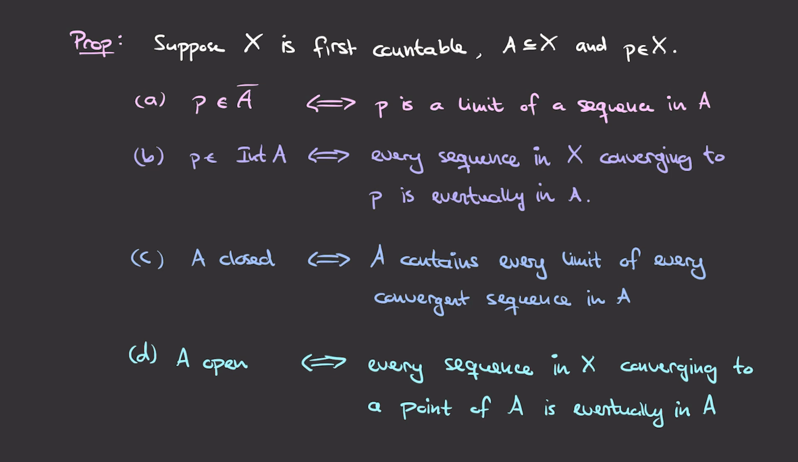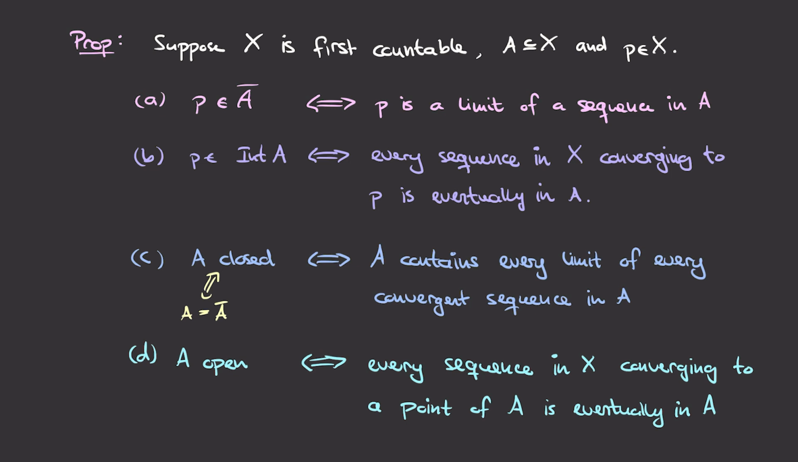Finally, I'll hint at why part A of this proposition implies part C. This follows from the fact that one characterization of being a closed set is that if a set is closed, then its closure is equal to the original set and vice versa. So we can say that A is closed if and only if A is equal to its closure.